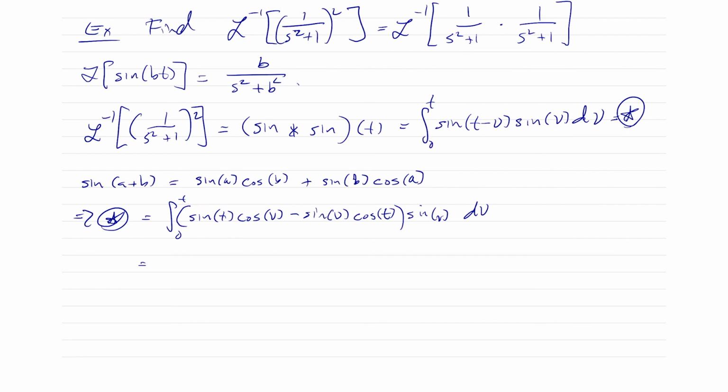All right, so if we want to go ahead and expand this out, keep in mind t has nothing to do with v, so we can actually pull it out. So we get sine of t times the integral from 0 to t of sine of v cosine of v, minus, since t has nothing to do with v, cosine of t times the integral from 0 to t of sine of v squared dv.